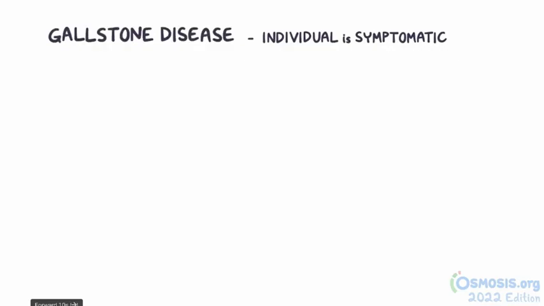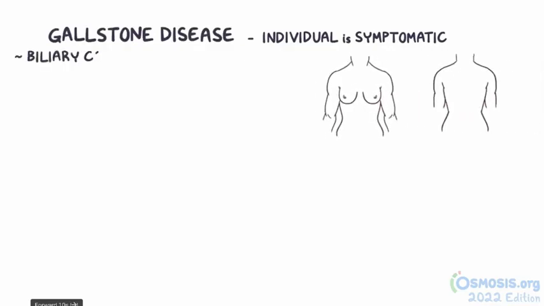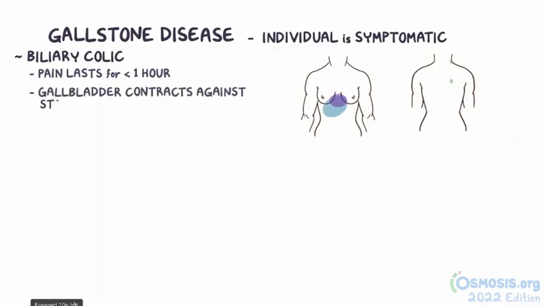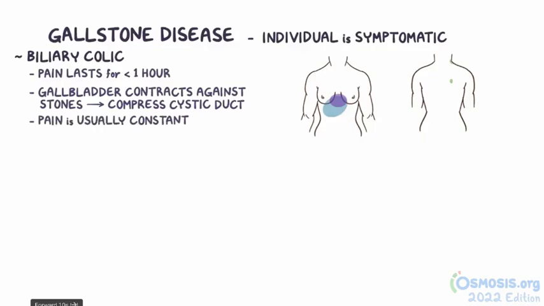Now, if the individual is symptomatic, then we're talking about gallstone disease rather than simply cholelithiasis. These individuals might have biliary colic, which is abdominal pain in the right upper quadrant or epigastric region that can radiate to the shoulder or back, and typically it lasts for less than an hour. Pain happens because the gallbladder contracts against a bunch of stones, and that can temporarily compress the cystic duct. This often worsens after a high-fat meal. Now, although it's called biliary colic, the pain is usually constant, rather than colicky. Associated symptoms include nausea, vomiting, and sweating.